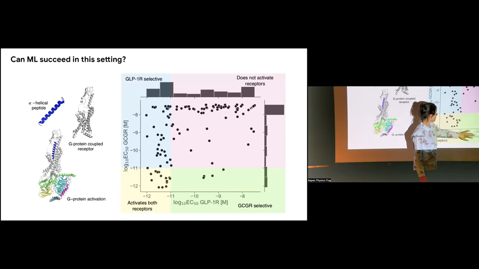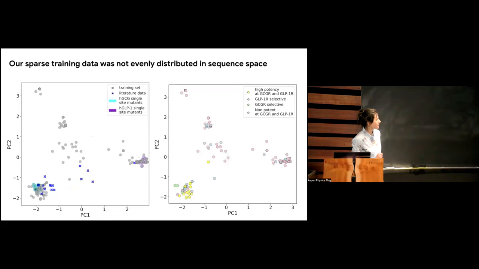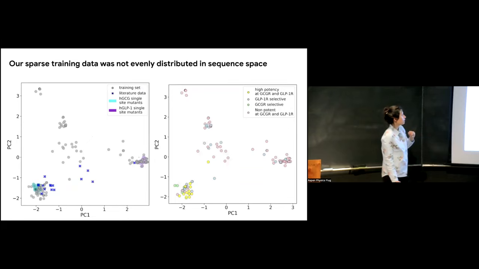So this is the ultimate thing in the yellow zone, but also being able to design peptides that would end up in either the blue or the green zone would be a great outcome. But there isn't much training data, particularly for that green zone. And moreover, our sparse training data in this space was really not evenly distributed in sequence space.